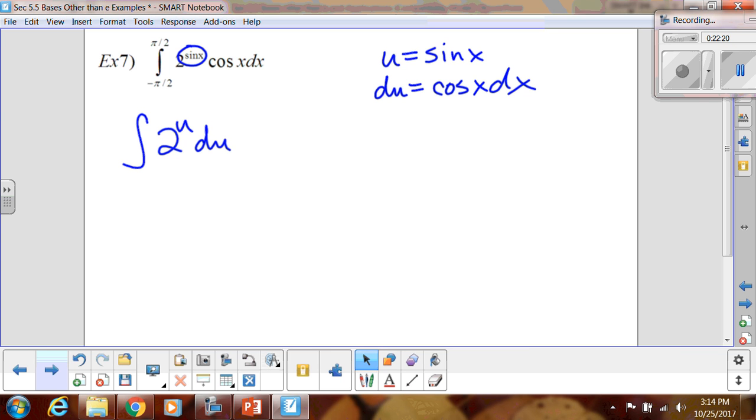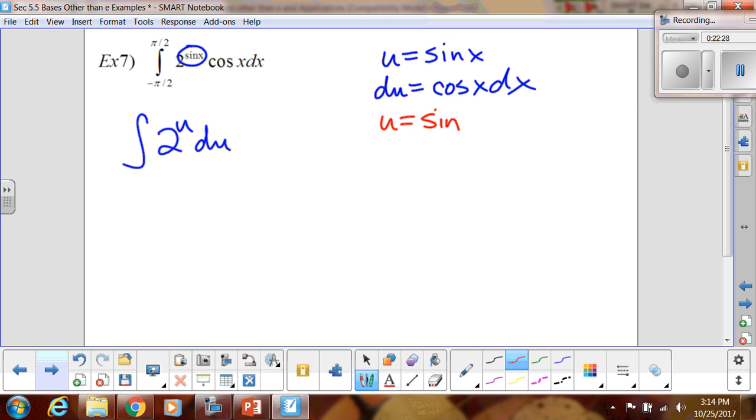And let's practice changing those limits of integration. So if I have sine of pi over 2, think about what that would be, either your unit circle or your graph. Sine of pi over 2 would be equal to 1. And then if I find the other one, sine of negative pi over 2, that would just be negative 1. So these are going to be from negative 1 to positive 1.